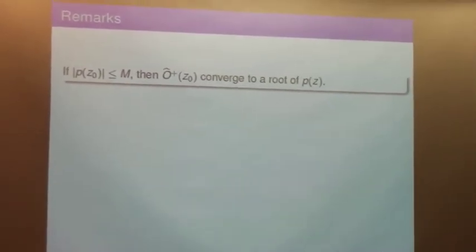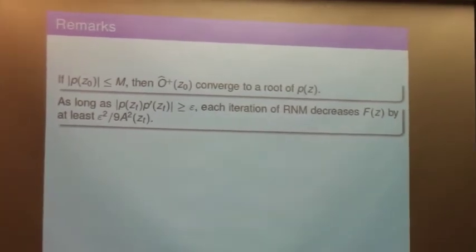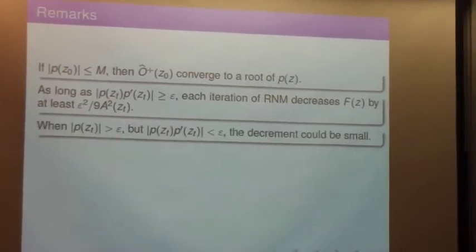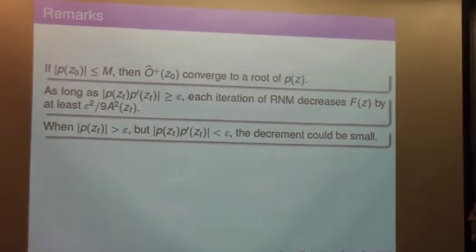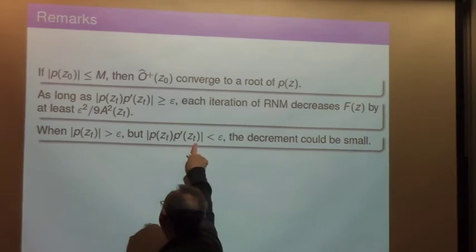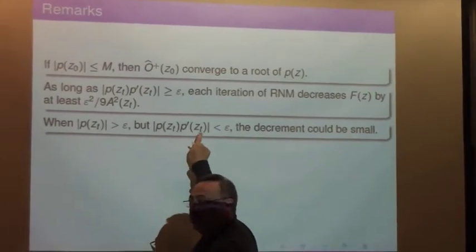So if P of z is less than or equal to m, then this converges. And as long as this is bigger than or equal to epsilon, each iteration decreases by at most that much. Now the problem could happen that this is bigger than epsilon, but this is less than epsilon. This is the problem.